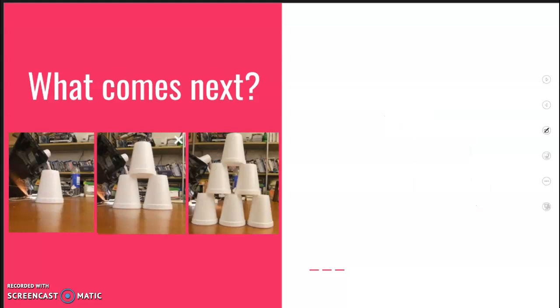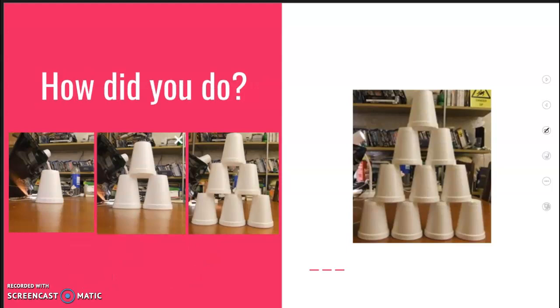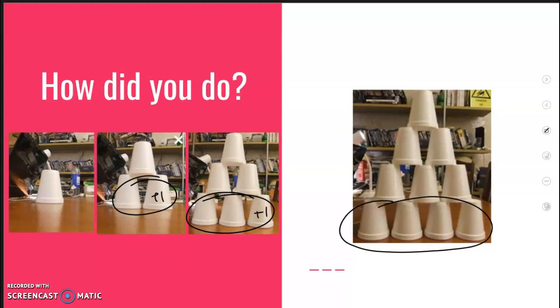Here's our next visual pattern. Can you identify what happens as we move from one figure to the next and use that to make a prediction? How'd you do? Hopefully you noticed a new row was being added on the bottom of that figure every time, and there was one cup added to that row.